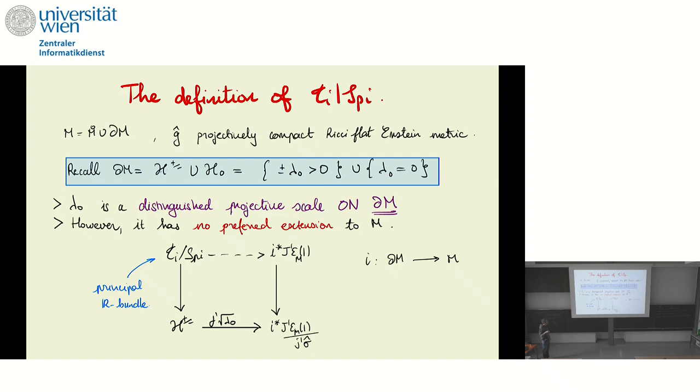What do I mean by this? I'm going to look at the one jet, but the one jet I almost know completely, because I know lambda zero along the boundary. So I already know what the function is meant to be. I'm just missing how it's going to act in the radial direction. And this is how we want to do this. It turns out that this is the right definition, according to our previous picture. So I'm pulling back this bundle here along this section.